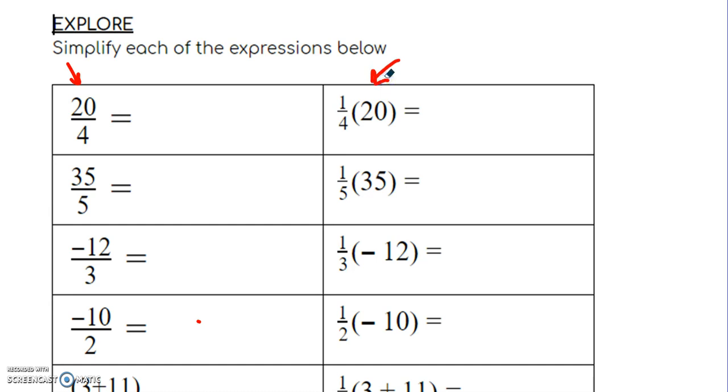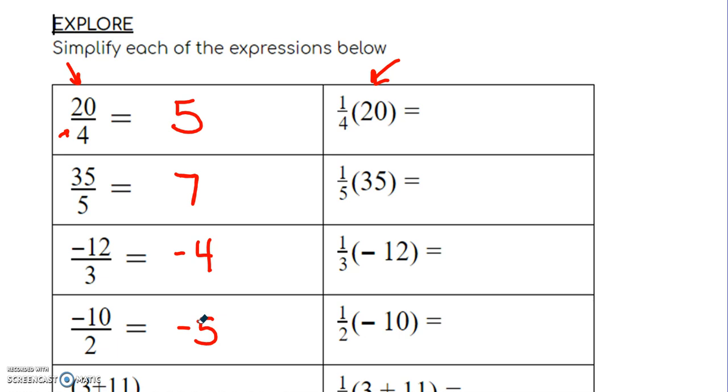written with multiplication. So we started just by simplifying these numbers and talked about 20 divided by 4 equals 5. 35 divided by 5 equals 7. Negative 12 divided by 3 is negative 4. Negative 10 divided by 2 is negative 5. And all of those, we used our calculators, we typed them in, got to our answers pretty quickly. Right next door, we see the problems written a little differently.